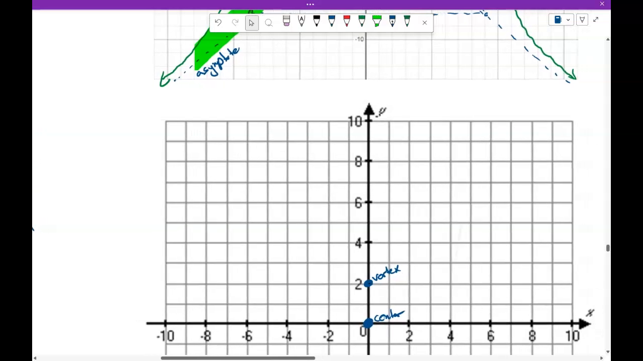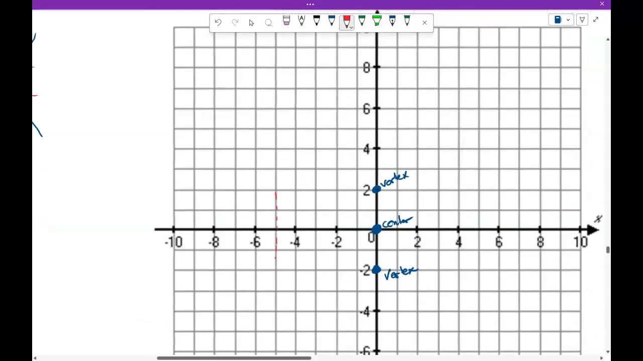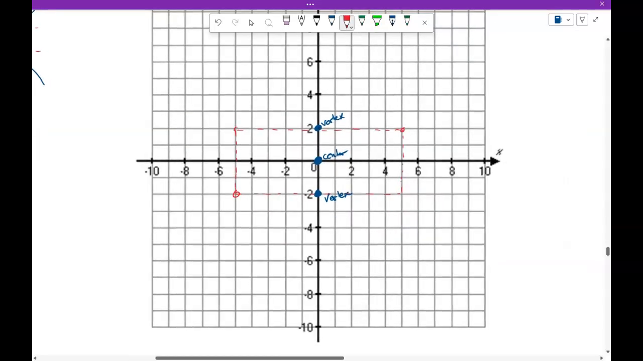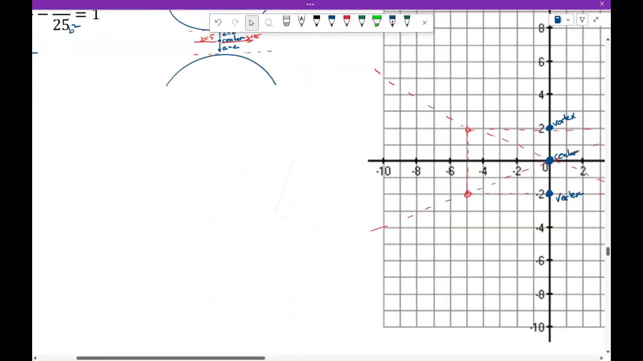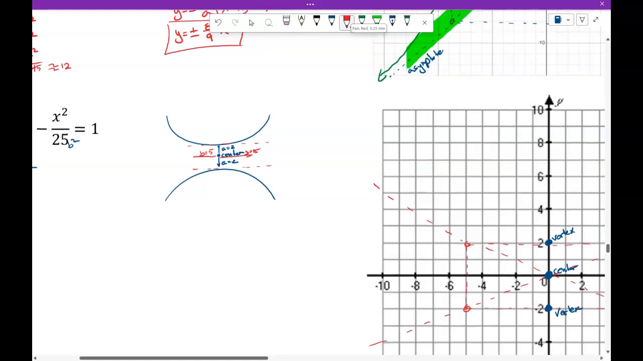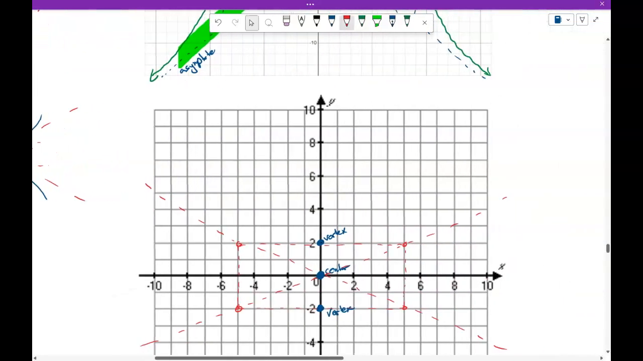So our rectangle will extend out 5 units to the left and 5 units to the right. And we'll form a box with perpendicular lines going through the vertices. And our asymptotes will pass through these corners. So we can draw our asymptotes from corner to corner and extend. And so now that we know where our asymptotes are going, we know exactly how wide our hyperbola is going to be. So let's go ahead and graph it.